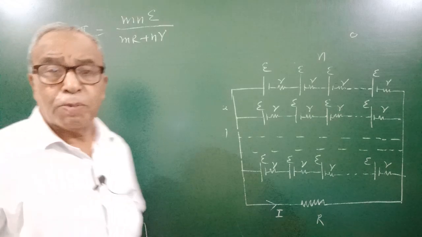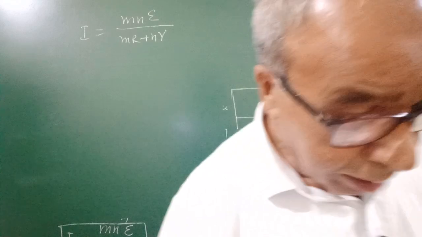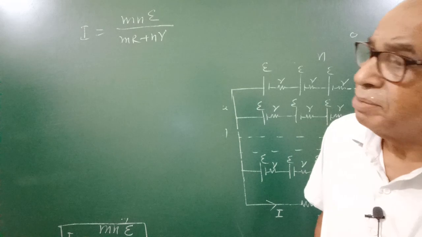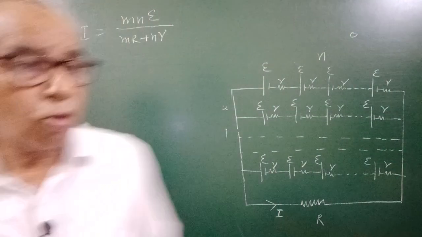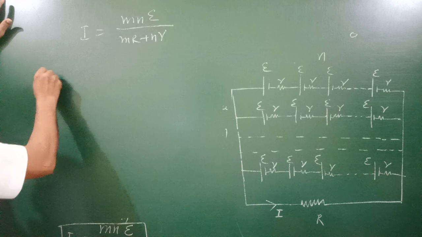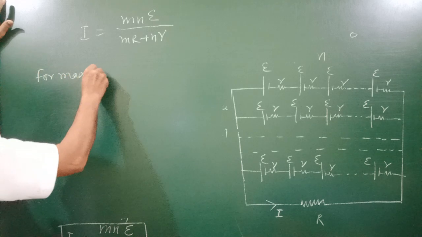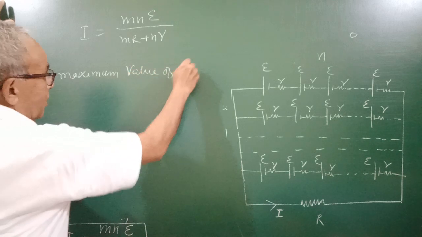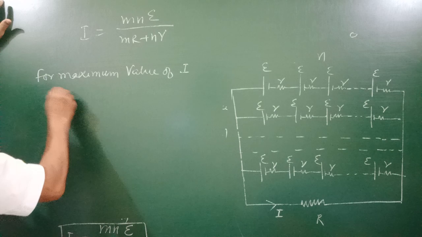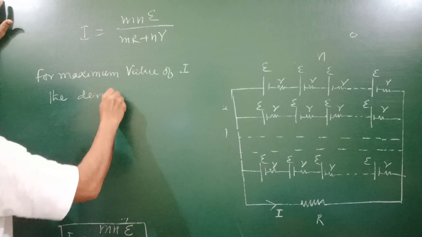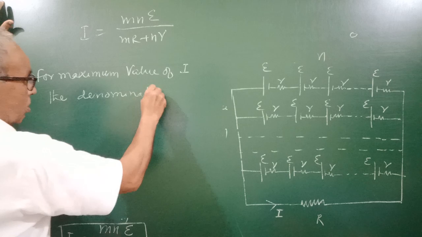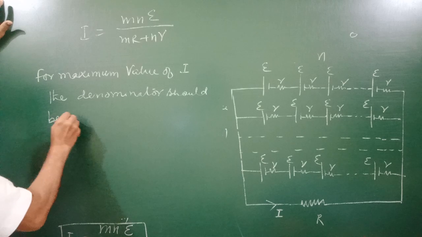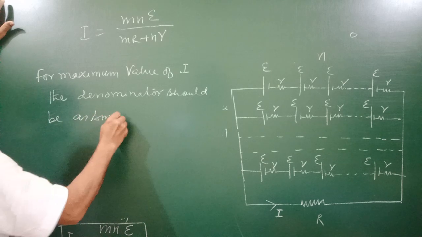Then our purpose of connecting cells is how to obtain a large current. How will we get a large current? So for the maximum value of I, meaning current, the denominator should be as small as possible.